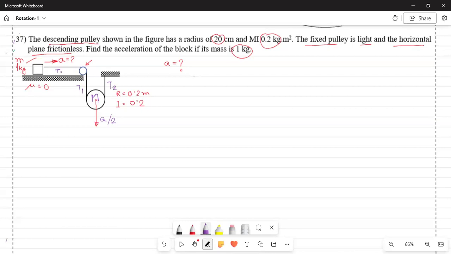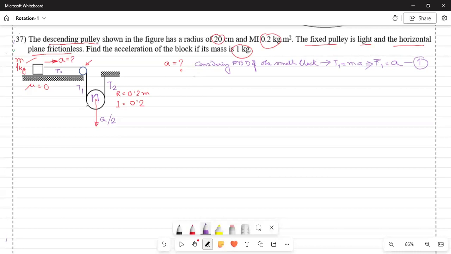Now, considering the free body diagram of the small block, what do you find? Its tension is T1, which produces an acceleration of A on a mass of 1 kg. So here, T1 is equal to MA. M is given as 1, so we write T1 is equal to A. This is equation 1.